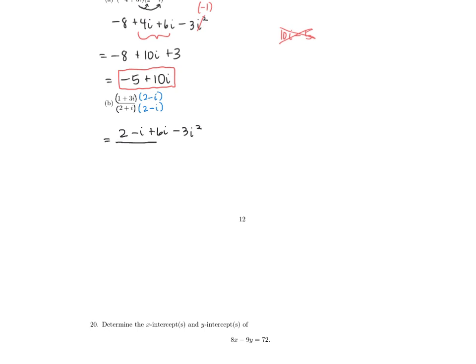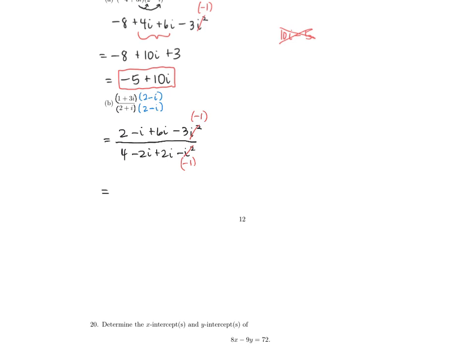That's the numerator. In the denominator, we'll have 2 times 2 is 4. 2 times negative i is negative 2i. i times 2 is plus 2i. And then i times negative i is negative i squared. Everywhere we're seeing i squared, that's going to become a negative 1.